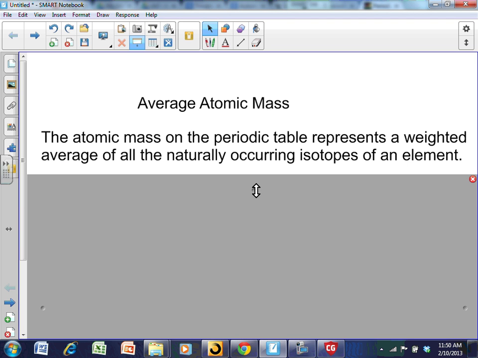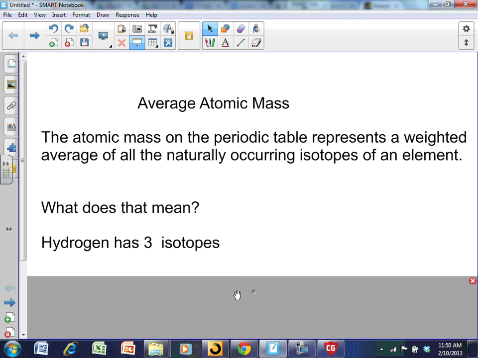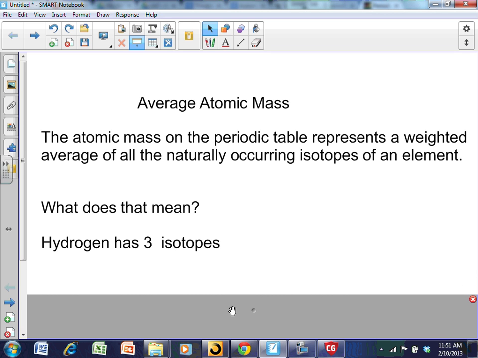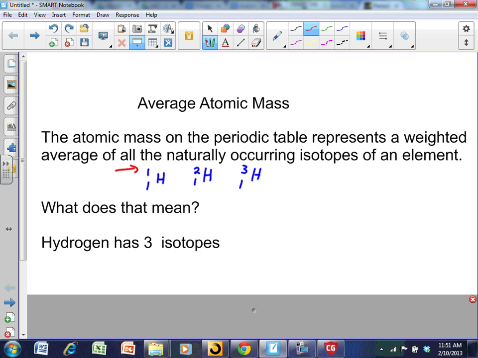So what does that mean? Hydrogen has 3 isotopes. Hydrogen's 3 isotopes are hydrogen 1, hydrogen 2, and hydrogen 3. Let me just write those down. You've learned already that the top number is the mass number, the number of protons and neutrons in the isotope, and the bottom number is the atomic number. That's the number of protons.